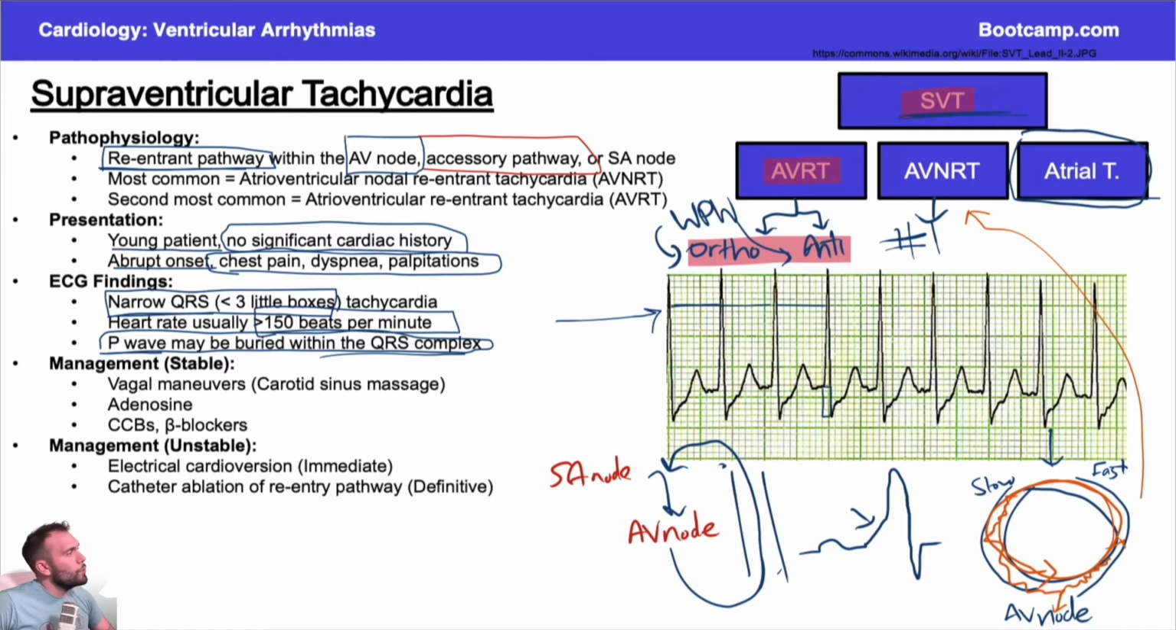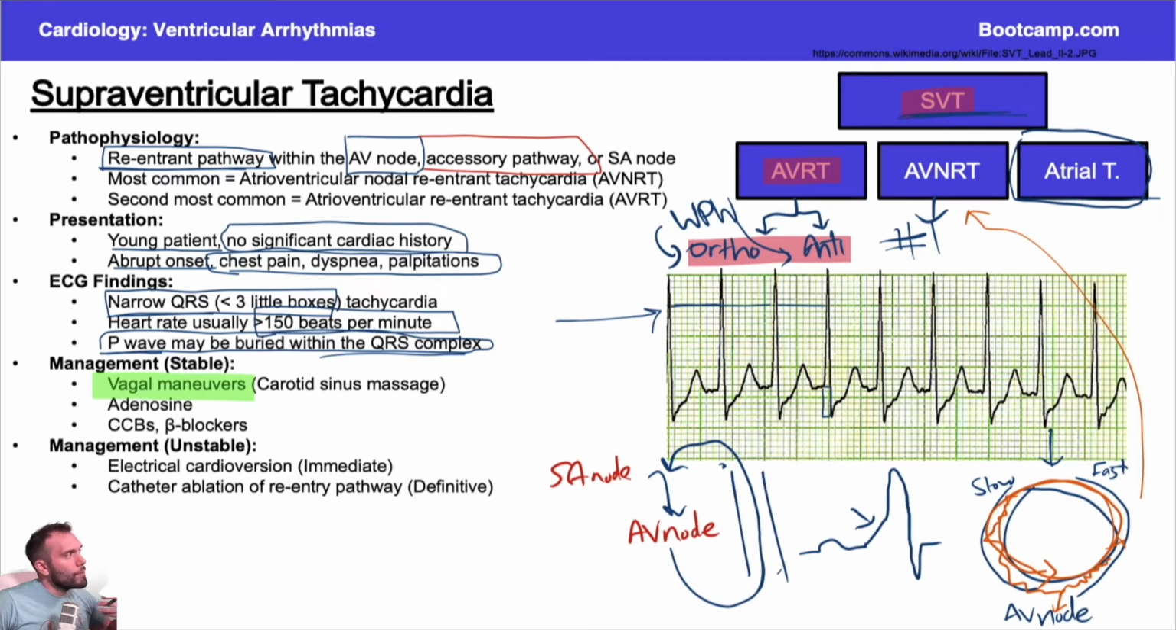So what would you do to treat this? Now, Step 1 isn't huge on the management, but there are a couple things in the management that I think you should be a little bit familiar with. When you're talking about SVT, the first thing that's usually done, if the patient is stable, and by stable we mean the patient doesn't have hypotension, they're not unconscious, they're not confused, maybe they just have a little bit of shortness of breath, maybe they have a heart rate of 150, so the patient's stable overall, is that you can try vagal maneuvers.